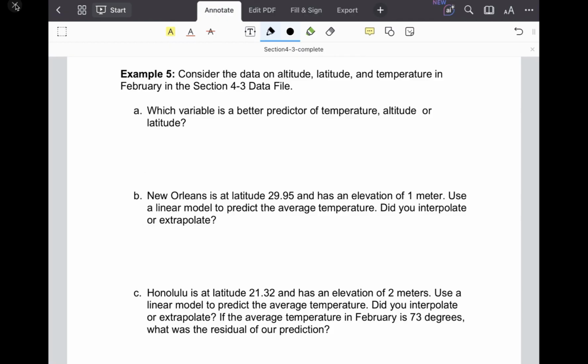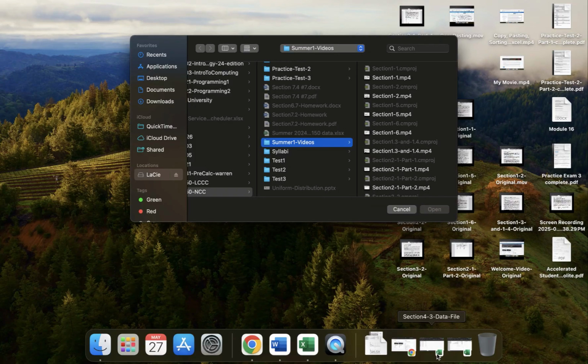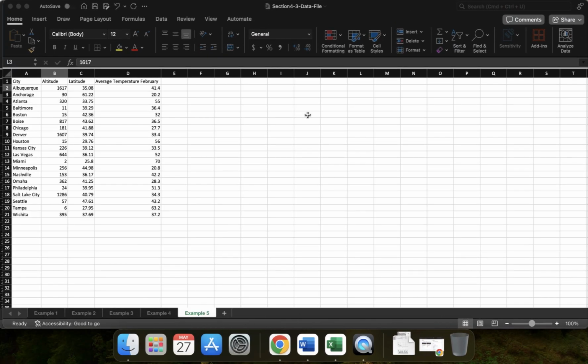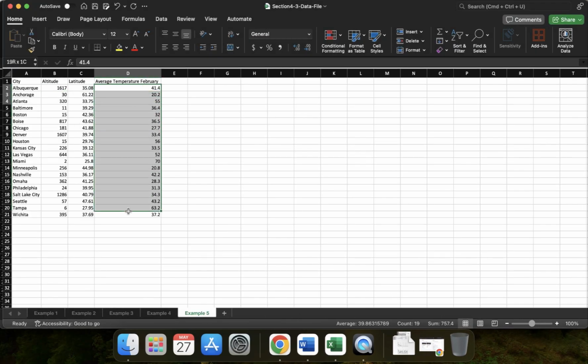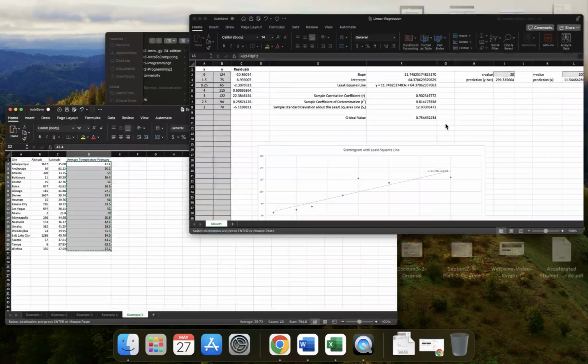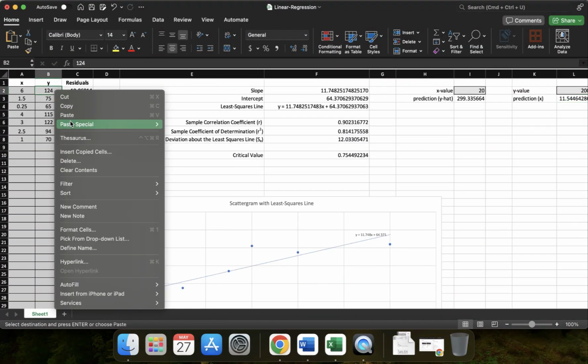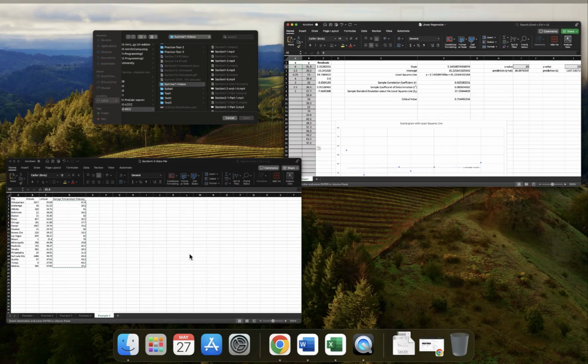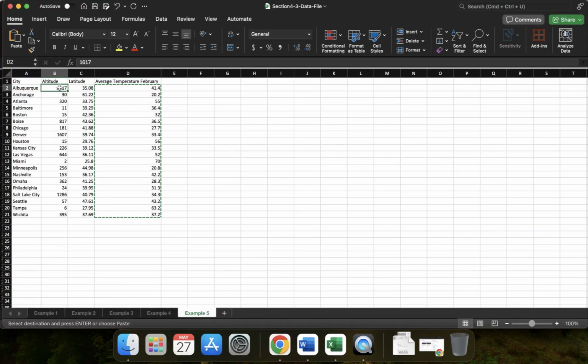So to do that, I'll take the data and copy and paste it into this one. So the average temperature in February, a bunch of cities there, and copy that. This is our y coordinate. So paste that in there. And then for our x coordinate, let's do altitude first.